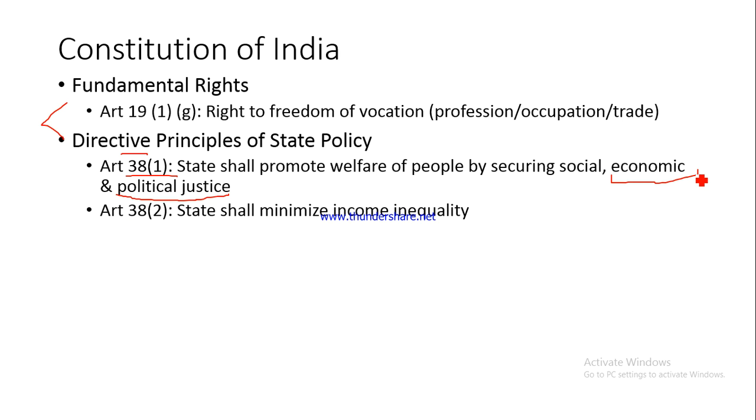Now Article 38(2) states that the state shall minimize income inequality. So what do the governments do to minimize income inequality? Have you heard of the LPG cylinder subsidy? Or have you heard of the ration subsidy, the food subsidy that is provided generally to those people who are below the poverty line? It is not provided to those people who are very affluent. This is an example of how government is trying to minimize income inequality.